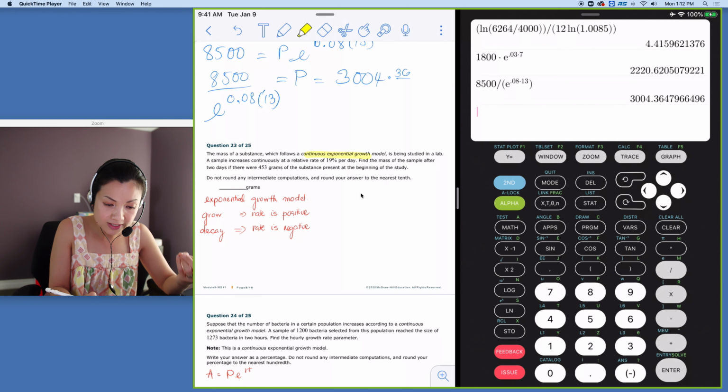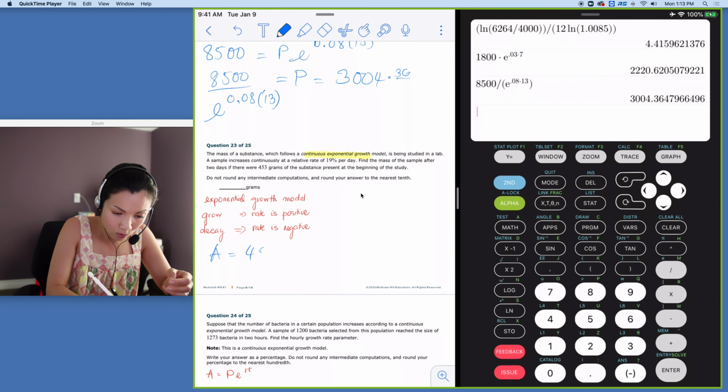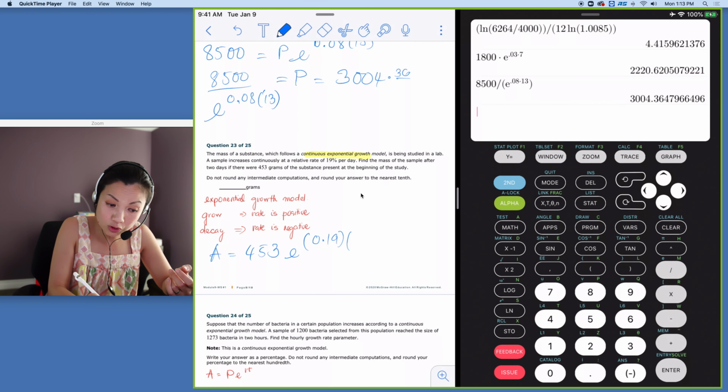Okay, so the sample increases continuously at the rate 19% per day. Find the mass of the sample after 2 days. So we have P, we're looking for A. For number 23, same thing, same formula. I have R is 0.19, and then we have after 2 days, so it's time 2. Okay.